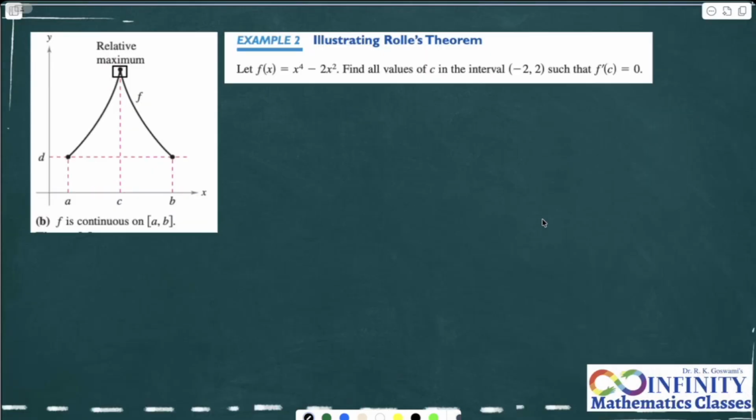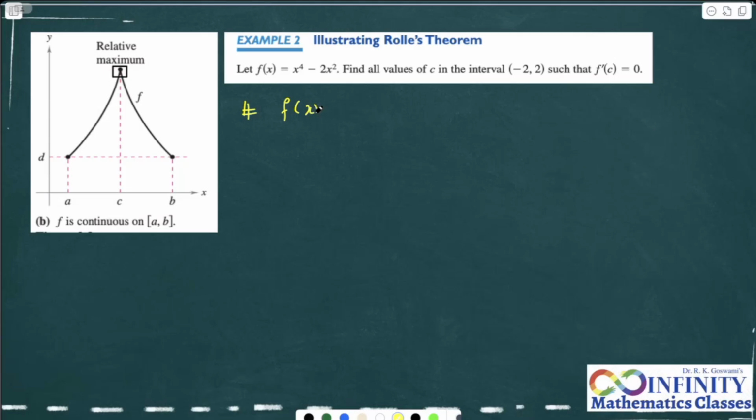Illustrating Rolle's theorem, there is a function given: x to the power 4 minus 2x squared. Find all values of c in the interval -2 to 2. They have specified the interval such that the derivative is going to be 0. Always remember, this is a polynomial. Polynomials are such nice functions. They are continuous everywhere. They're differentiable everywhere.